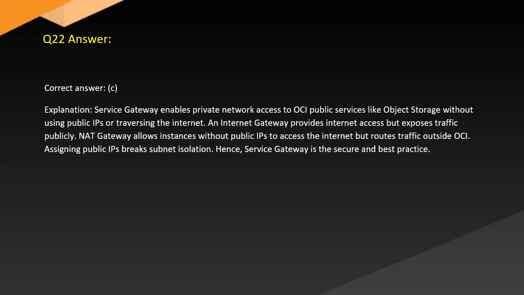Answer. Correct answer, C. Explanation. Service gateway enables private network access to OCI public services like object storage without using public IPs or traversing the internet. An internet gateway provides internet access but exposes traffic publicly. NAT gateway allows instances without public IPs to access the internet but routes traffic outside OCI. Assigning public IPs breaks subnet isolation, hence service gateways are secure in practice.